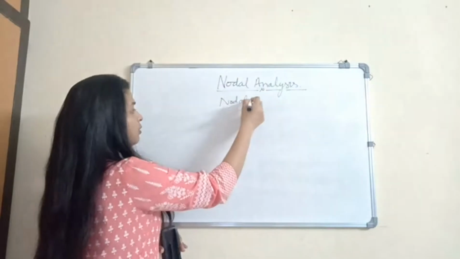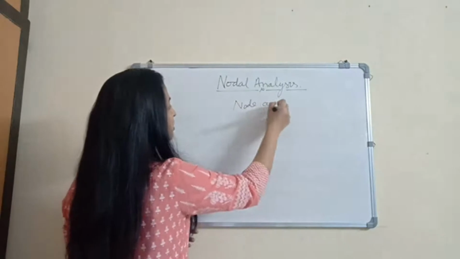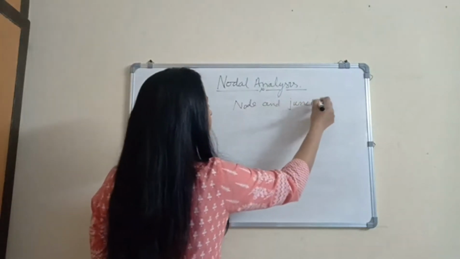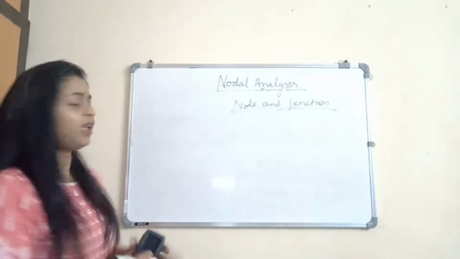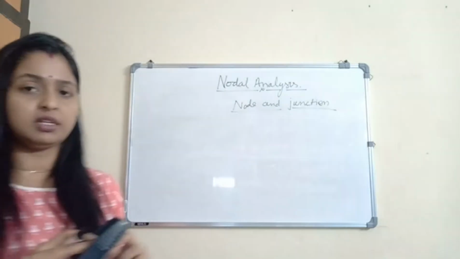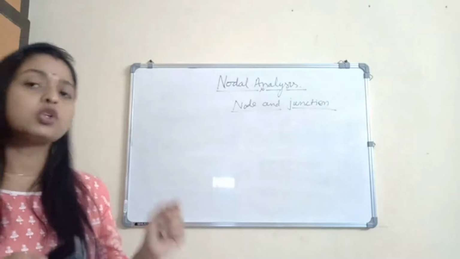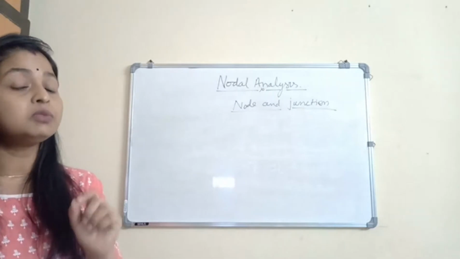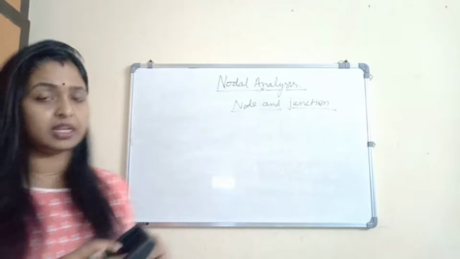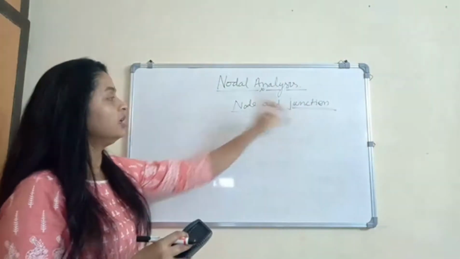Two definitions: node and junction. First, we have to be very clear when we talk about node and junction. A junction is any point where two branches are meeting. And what is a node? A node has a specific definition. It is also a meeting point of branches, but the number of branches must be minimum 3. So if 3 branches are meeting at any point, that point is known as a node. If 2 branches are meeting, that point is known as a junction. So this is the difference between node and junction.